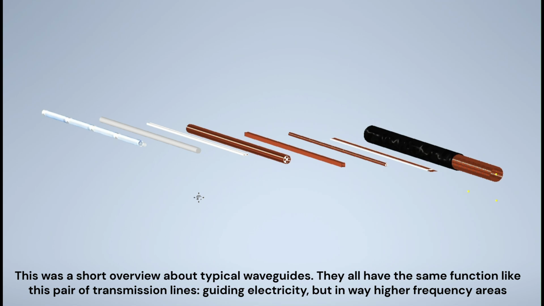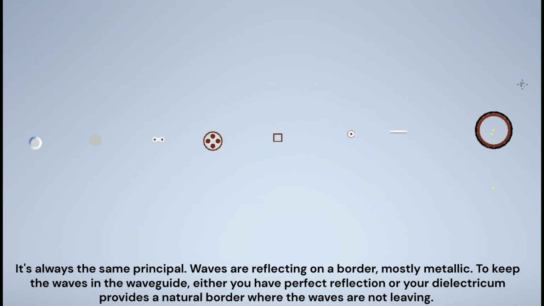This was a short overview about typical waveguides. They all have the same function as this pair of transmission lines, guiding electricity, but in way higher frequency areas. It's always the same principle. Waves are reflected on a border, mostly metallic. To keep the waves in the waveguide, either you have perfect reflection, or your dielectricum provides a natural border where the waves are not leaving.